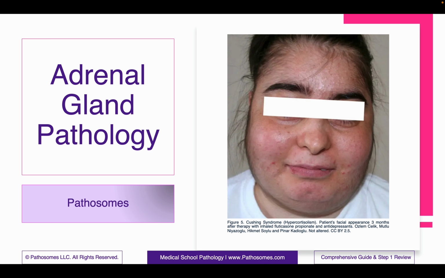Now, you're probably familiar with this condition, Cushing Syndrome. We're going to be discussing it and much more in this presentation on adrenal gland pathology.